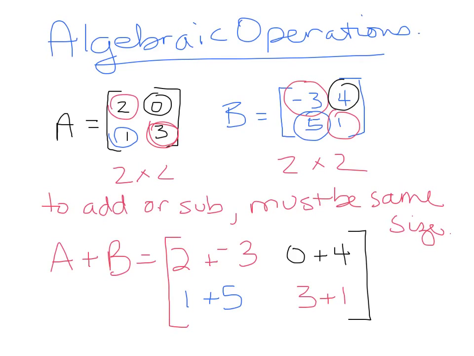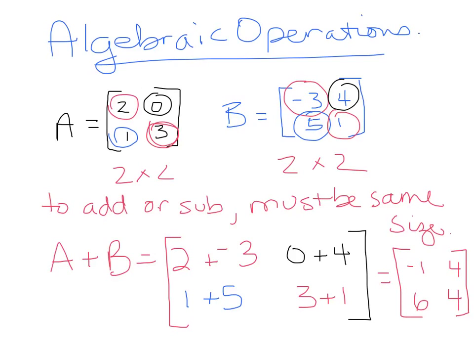So, and then I'm just going to figure it out. Is equal to, it's going to end up being a 2 by 2 matrix in the end. I started with 2 by 2s, I'm going to end with 2 by 2s. I get negative 1, 4, 6, and 4. So super easy. We love this sort of just adding with matrices.